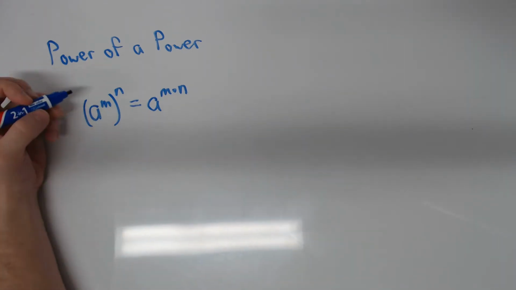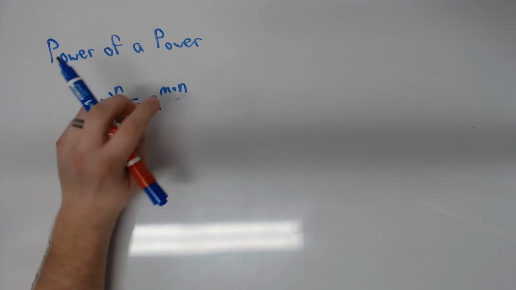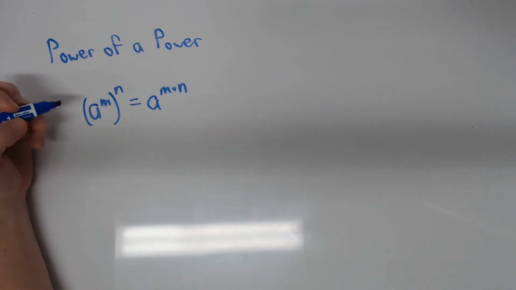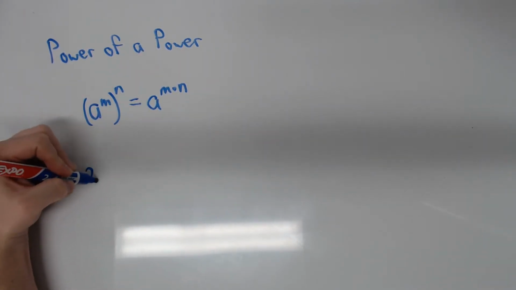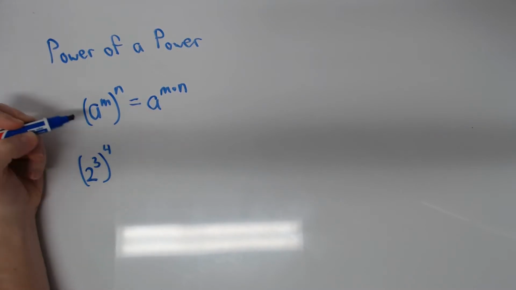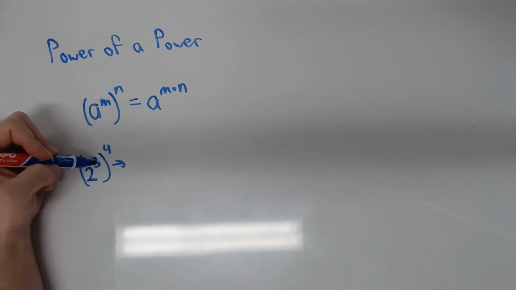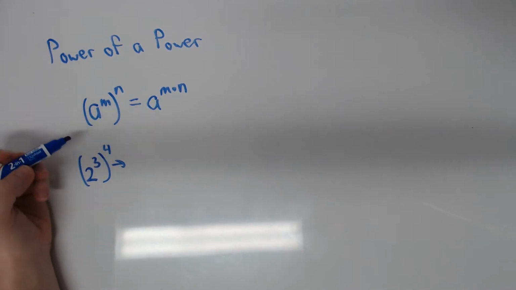Power of a power is when you have exponents stacked on top of each other. So a to the m power, then to the n power, and there we're supposed to multiply the exponents together. So if I have 2 cubed to the 4th power, this one's going to expand out pretty big, but we should end up with 12 2's. Let's see if that happens.